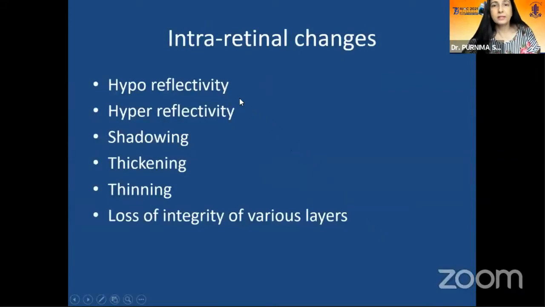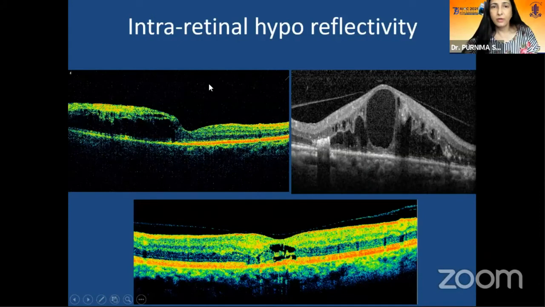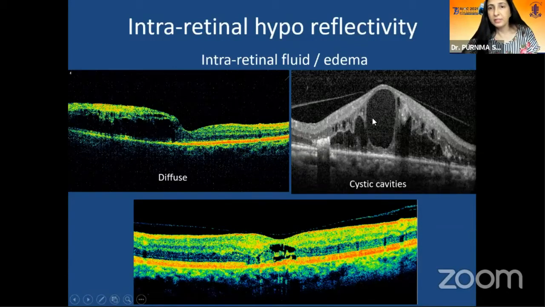Now coming to the next layer, that is the intraretinal changes. Here reflectivity patterns are very important, hypo and hyper. And then we look at the thickening, thinning, and the integrity of the layers. Whenever we see hyporeflectivity, this usually indicates fluid or edema. Now we have to look at the pattern of this hyporeflectivity. If it is diffuse, we call it a diffuse macular edema. And if it is cystic spaces, then it's a cystic macular edema.